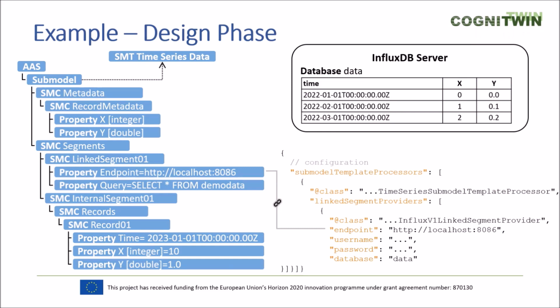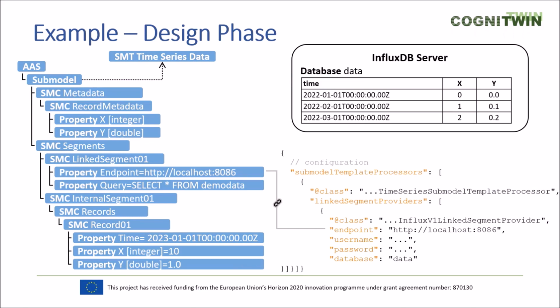After that, we see that the submodel contains 2 segments, a linked segment and an internal segment. Linked segment only contains the endpoint and query needed to fetch the data from the database and no actual data. The internal segment contains a record with x equals 10 and y equals 1.0 from January 1st, 2023.